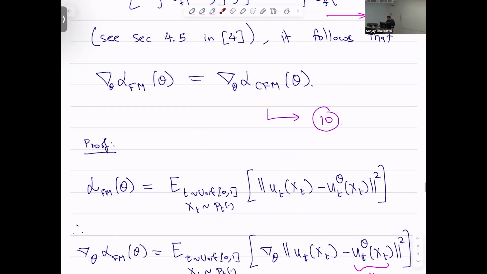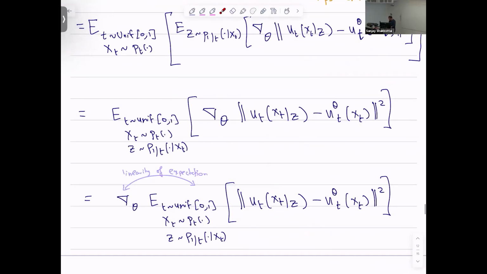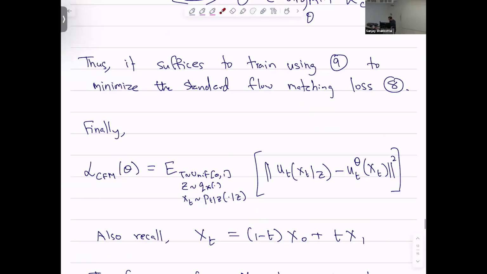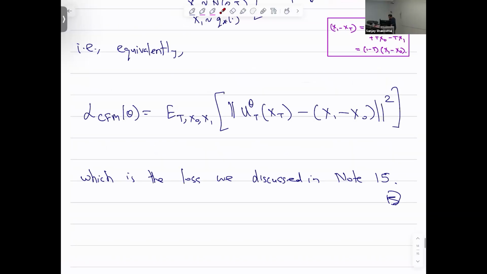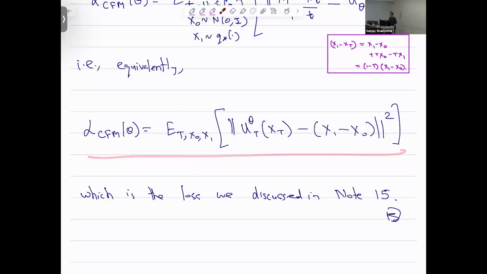Okay, so this essentially says that now we can train this model using this loss, which is much easier to implement, because it just says sample a noise, sample data, sample a random time, squared loss, and now you can just do SGD. That's it. Okay, you can weight it, you can do all sorts of other things on top of it. Okay. So this is what I wanted to say about conditional flow matching.